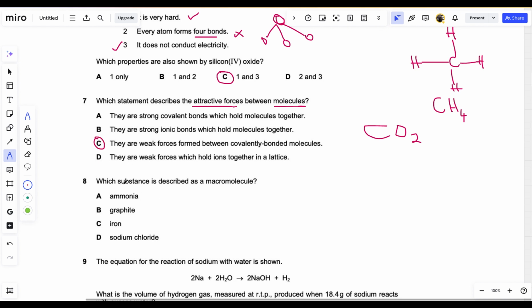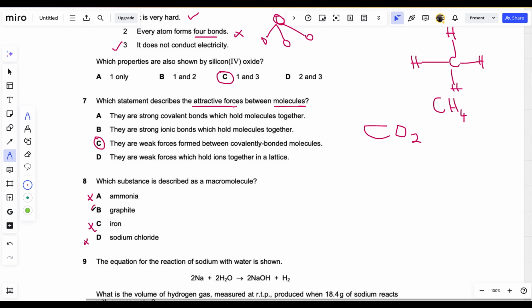Now let's see which statement describes a macromolecule. Ammonia is not a macromolecule. Graphite is a macromolecule, right? Iron is just an element, it's not a macromolecule. Macromolecules are giant molecules. Is ammonia a macromolecule? Graphite, iron, sodium chloride. Is sodium chloride a macromolecule? No. The answer is B.